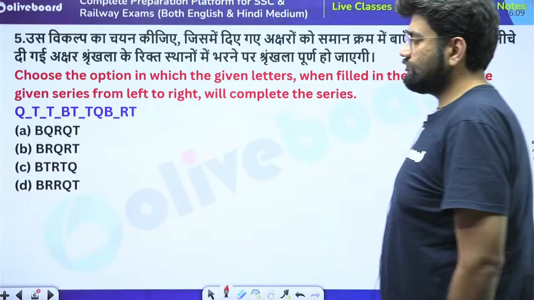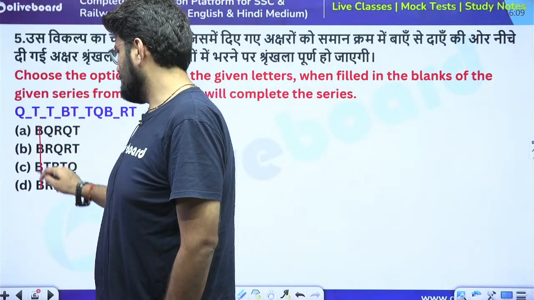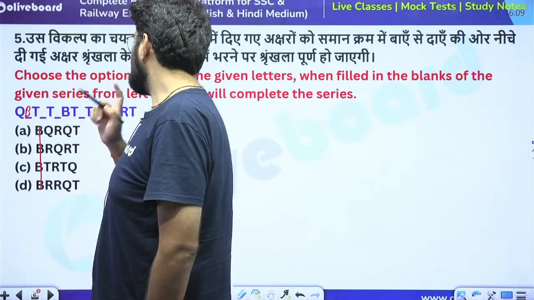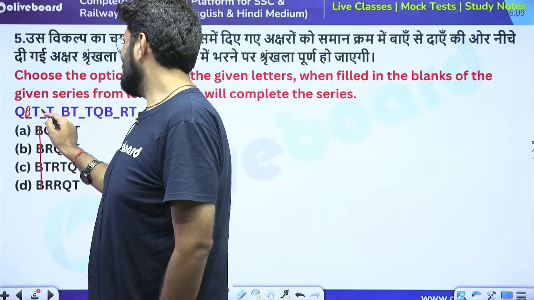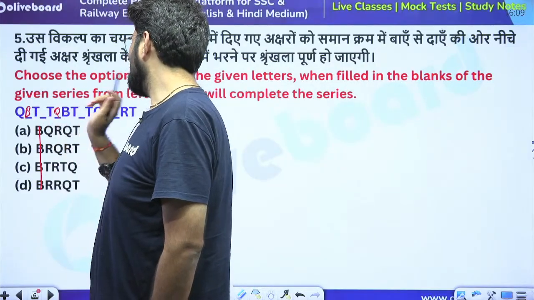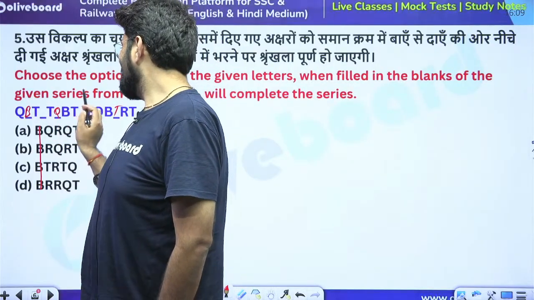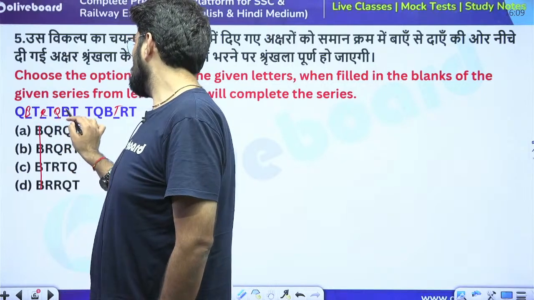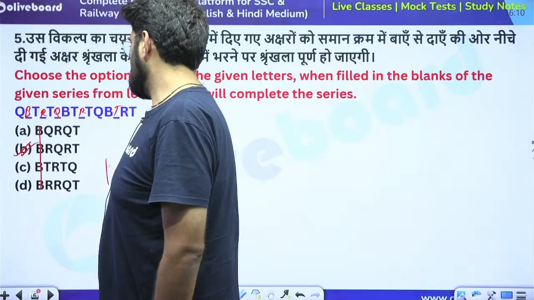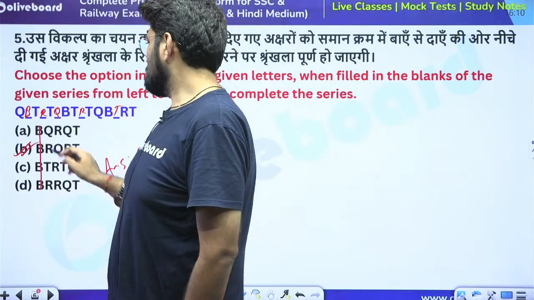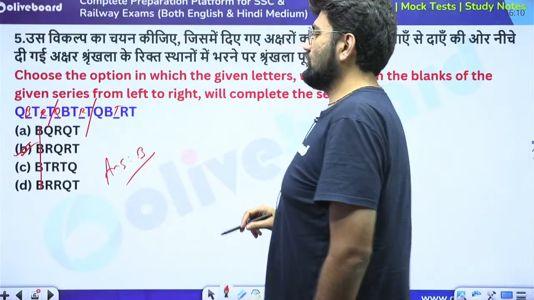Next. Now, here we can fill in the common ones first. I think only one letter is common, that is the first one. So we have QBT, and then we have TQB. So BRQRT, we have it, option B. And the actual logic is QBTRT. Okay. Next.